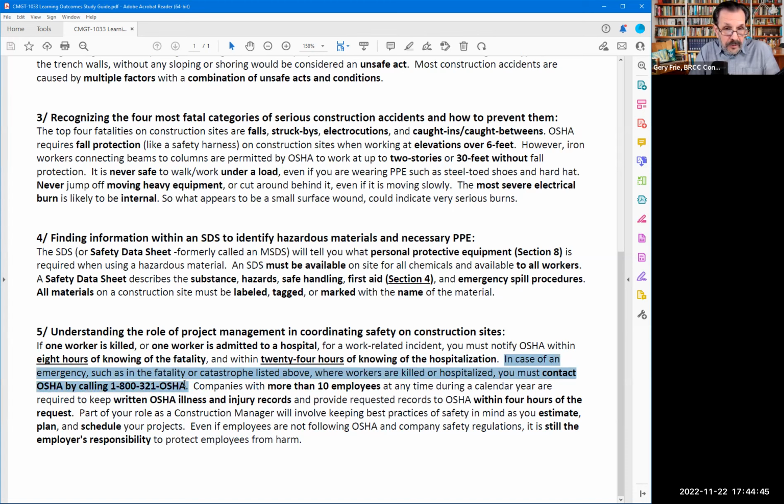calling this phone number. So you need to know this phone number, 1-800-321-OSHA. So whatever OSHA stands for with the numbers on your dial, you had to go look at that, but that's how it's easy to remember it. You're counting down. Generally OSHA wants you to know that number so that you're not having to Google it or look it up in the middle of an emergency.